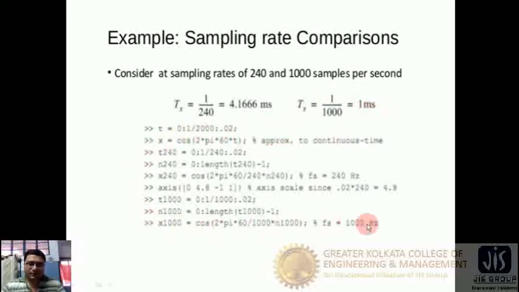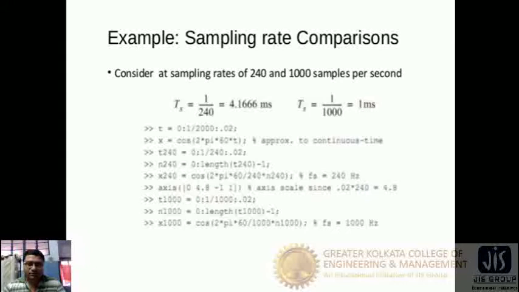Here we can write a MATLAB code to plot this sampling rate for the cosine signal. Here we can see a cosine function. It is continuous in time. We plot this signal and we take samples. For the first case it is 240 samples per second, and for the second case we take 1000 samples per second, and we will make a comparison in the coming slide with respect to this sampling rate.